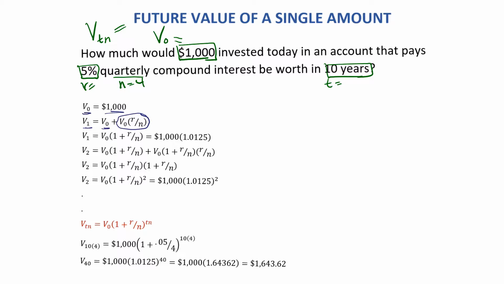And the interest that we earned for that first quarter is, of course, based upon the initial amount invested multiplied by the quarterly interest rate. The quarterly interest rate is our annual rate, R, which in this case is 5%, divided by the compound periods per year, N, which again is 4. So this would work out to 1.25%, or as a decimal, it would be 0.0125.